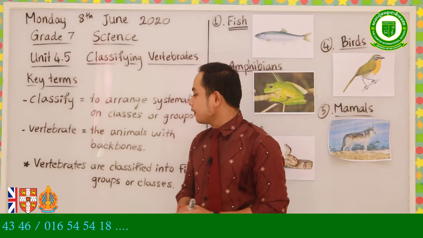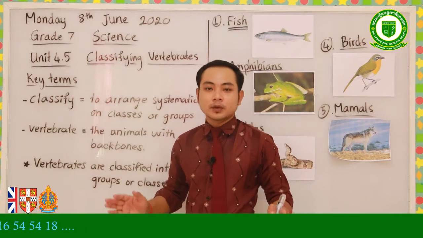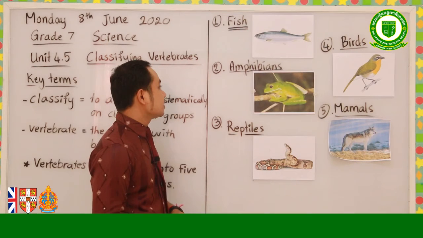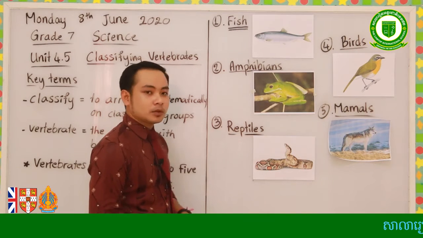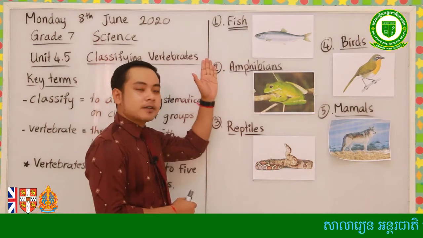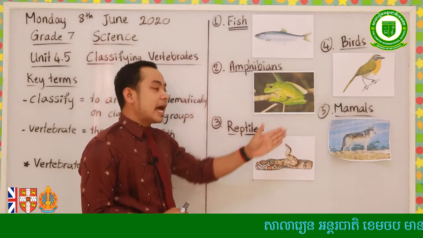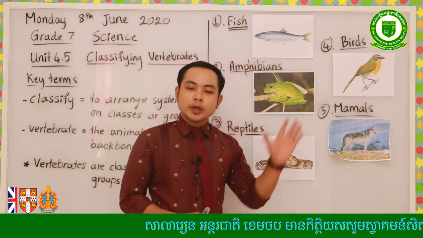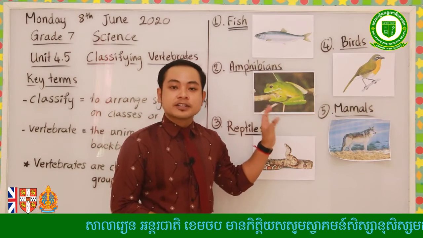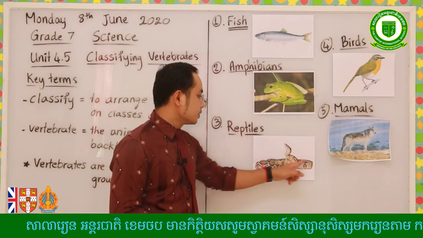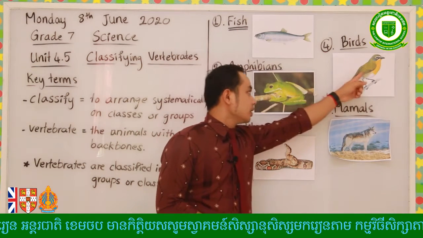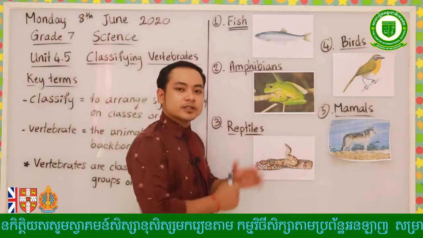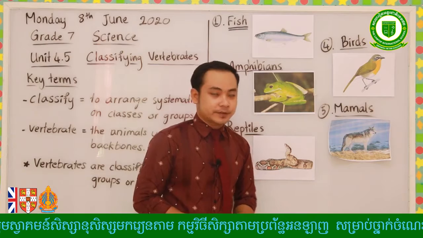What are those 5 vertebrates that we are going to study? There we go. Take a look at this. We have 5 classes of the animals right here. These animals are the animals that have backbones. So we call them vertebrates because they have backbones. So we classify these vertebrates into 5 classes or 5 groups.